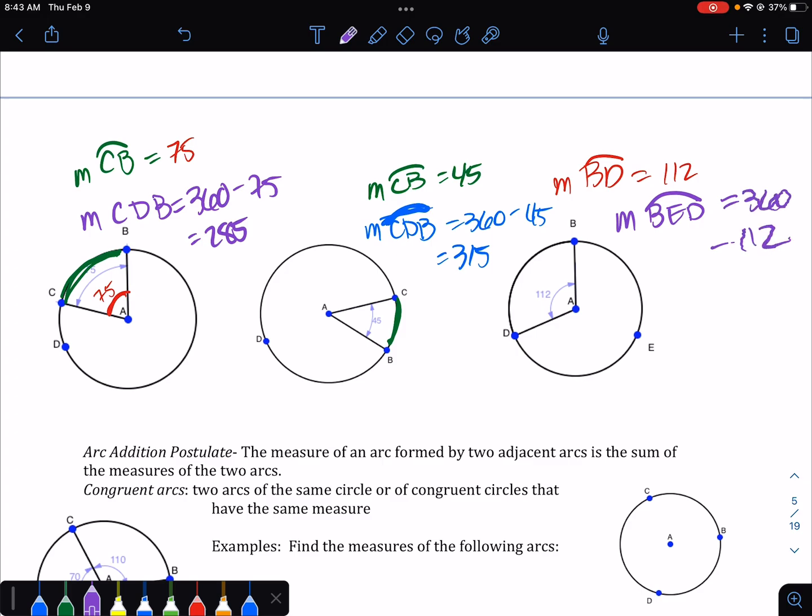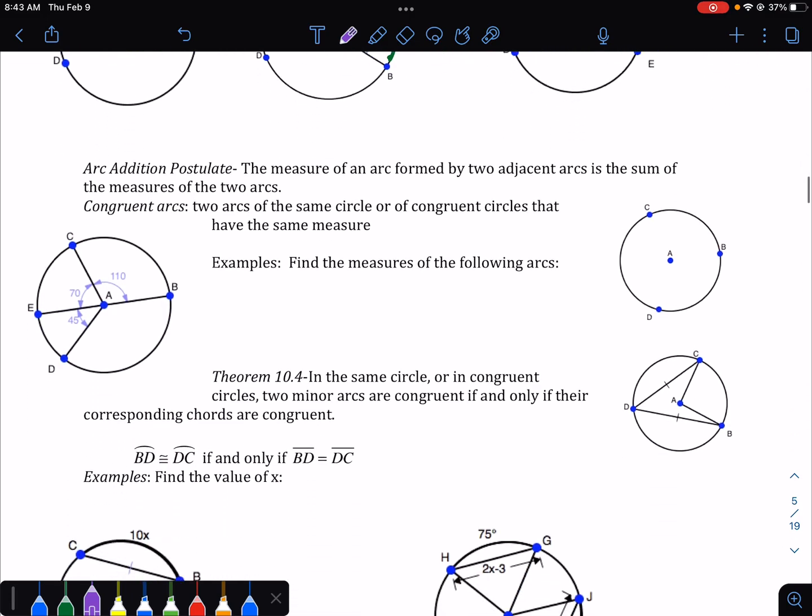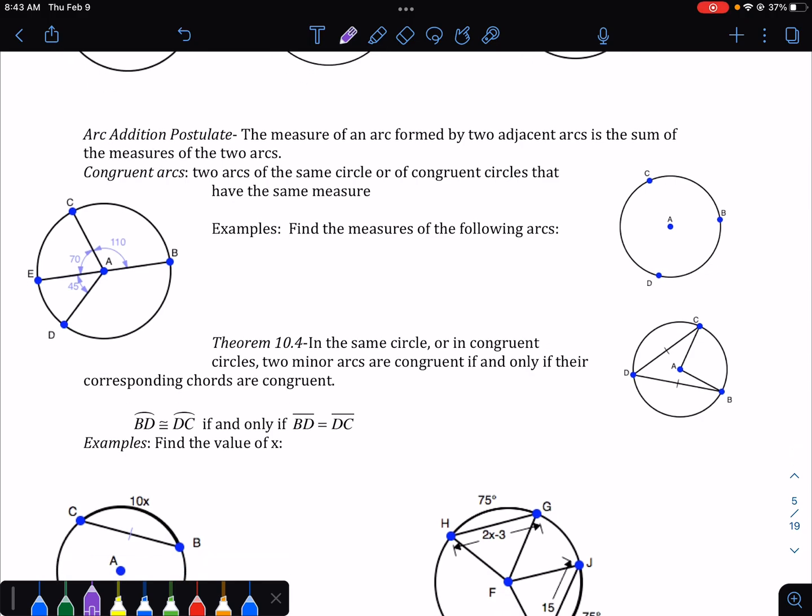So if we do 360 minus the 112, then that leaves us with 248. Now, similar to our angle addition postulate, you also have an arc addition postulate. Before, our angle addition postulate was saying the part plus the part equals the whole thing, and we also had a segment addition postulate where we said part plus part equals the whole thing. So you do the same kind of thing with your arc addition postulate. You're doing two parts added together equal the whole thing.